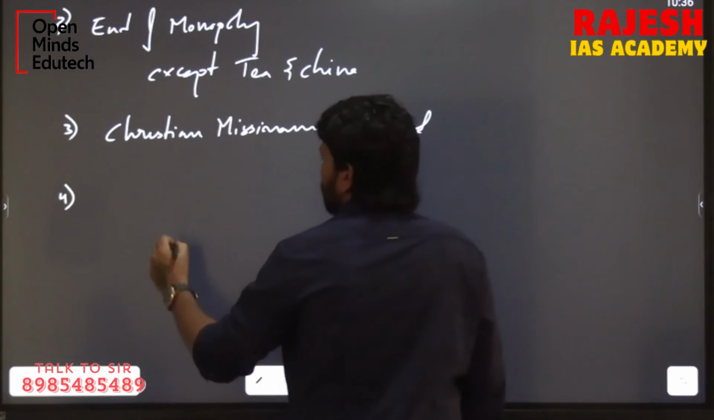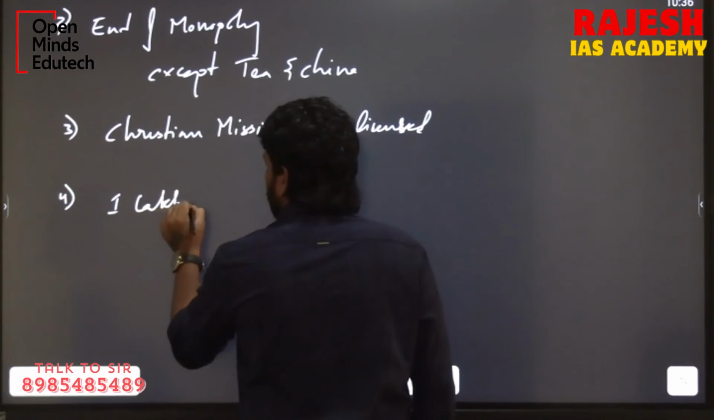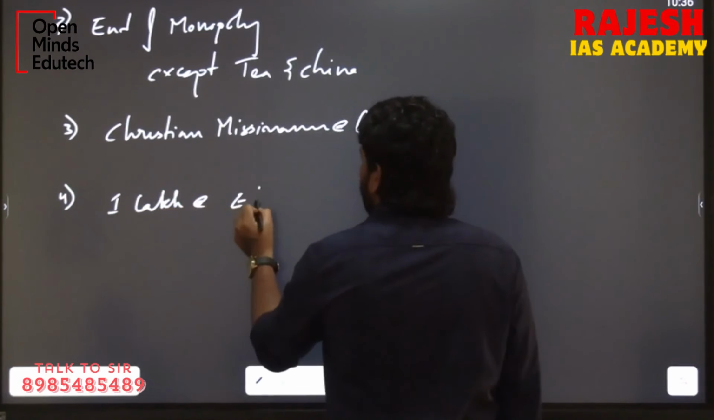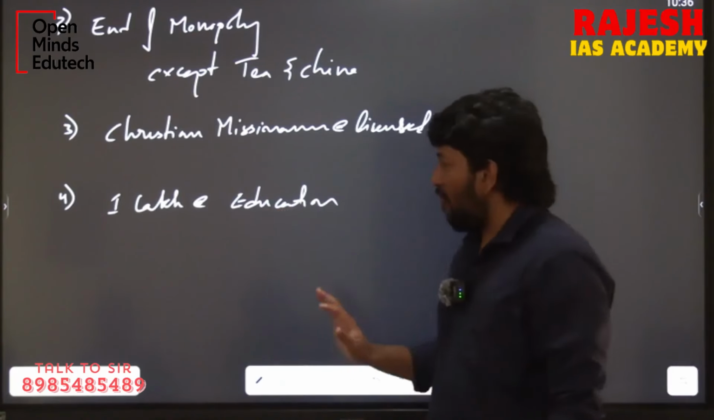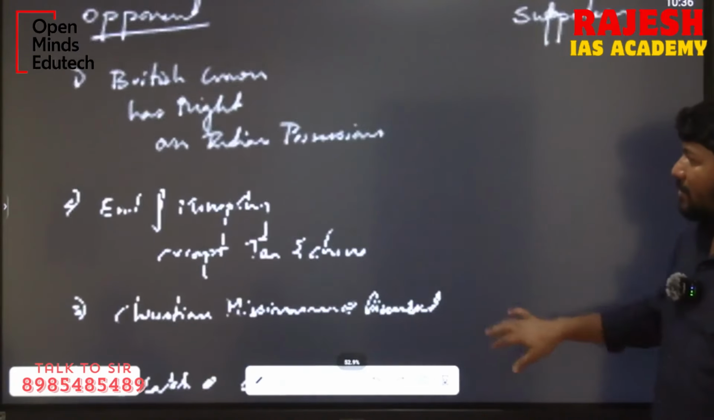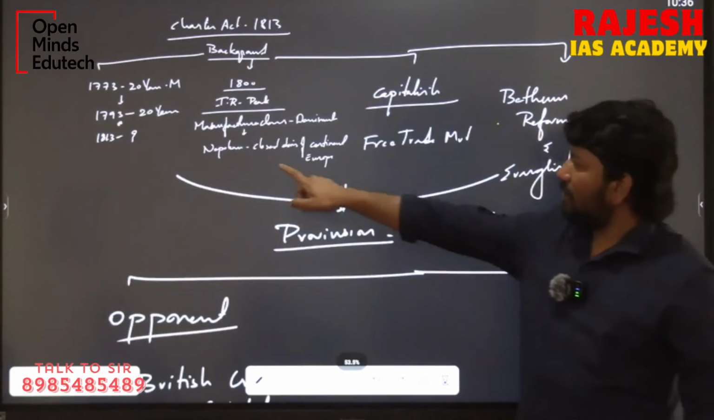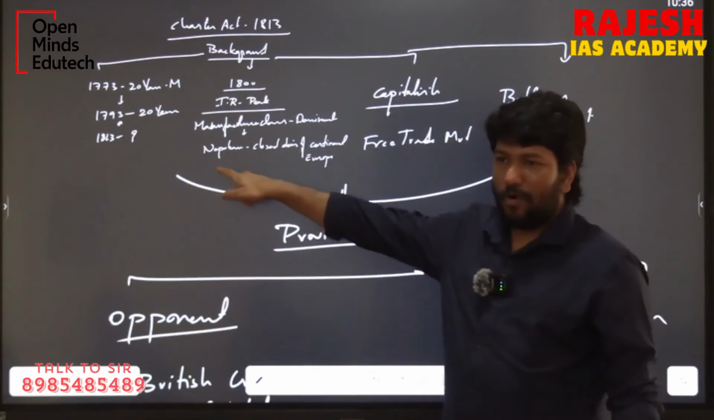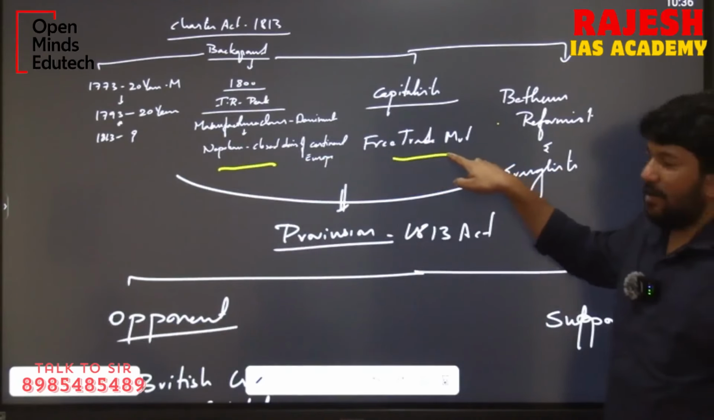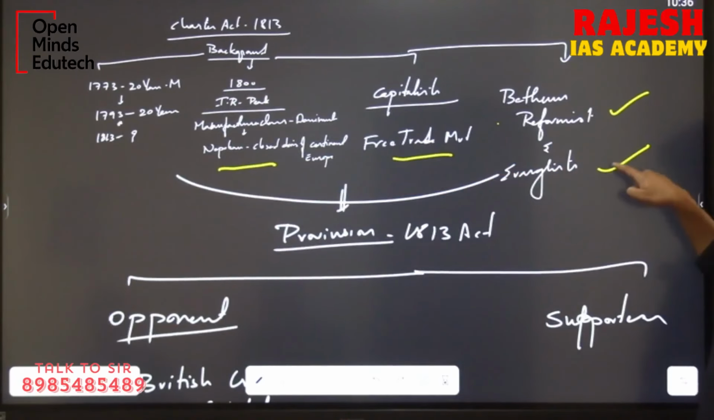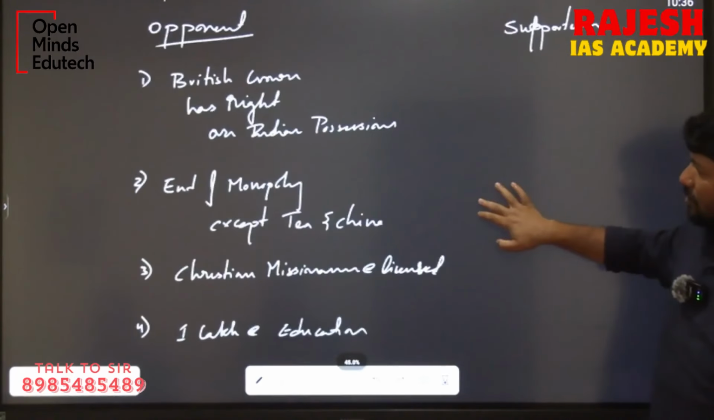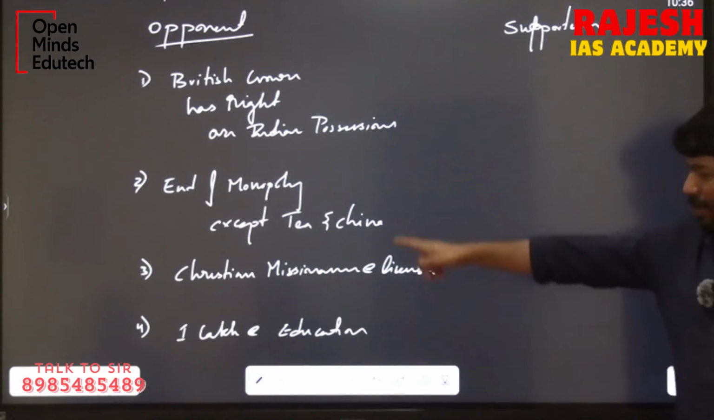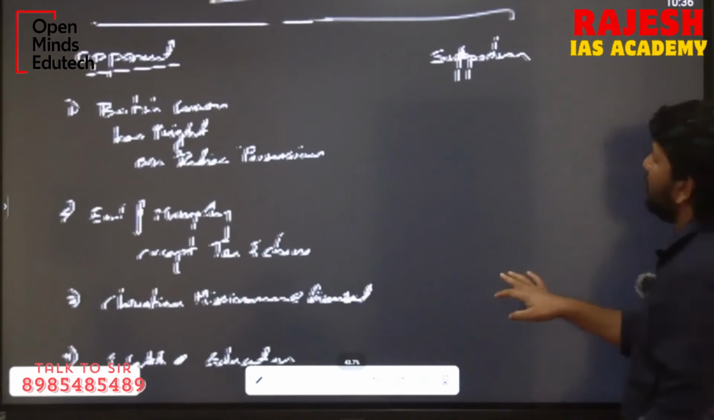Fourth one: 1 lakh has to be spent on education. Did it have all the provisions? So, in the background, what are they demanding? End of monopoly. Free trade. Reforms. Christian missionaries demand to allow them, and it allowed. Reforms through education, it allowed. Clear? Is this clear? All the opponents' interests are catered to. No supporters.